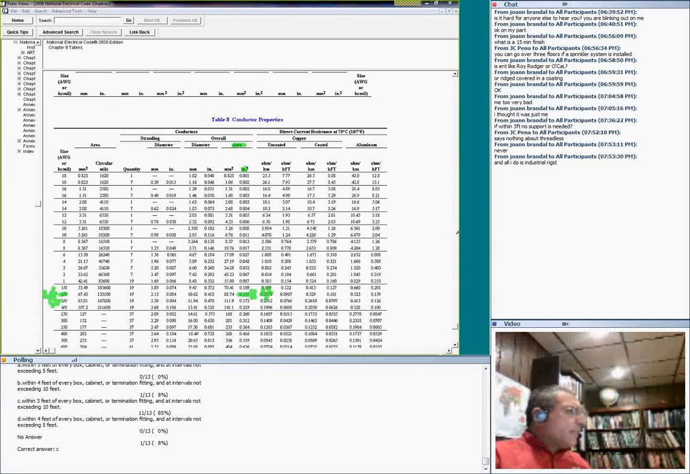Guys, any questions about that? So this table is used only for bare, non-insulated conductors. Questions?